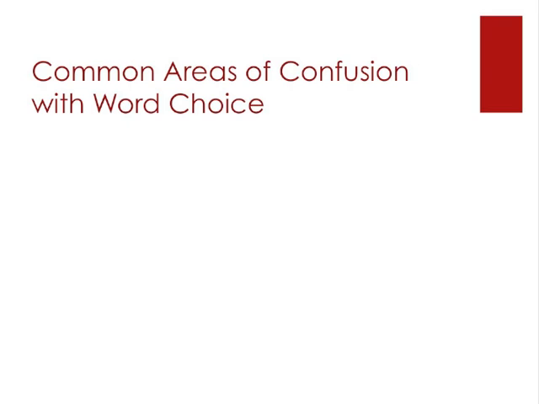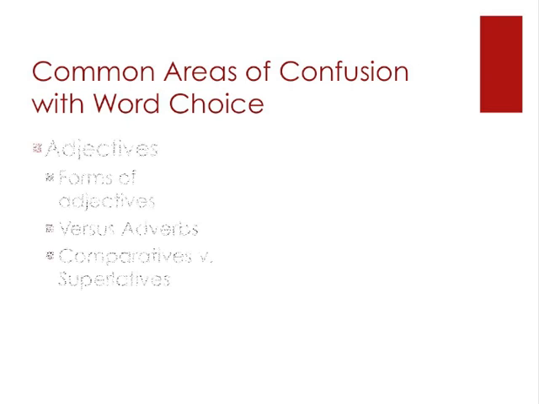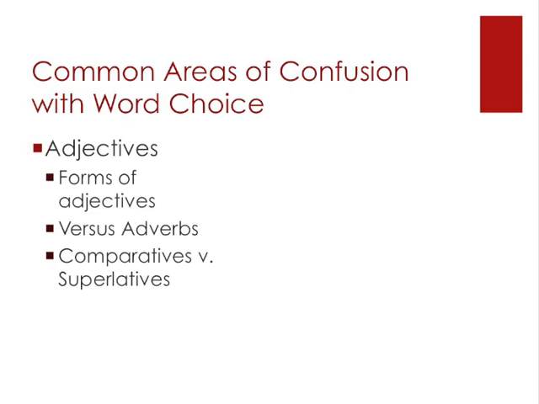Now, in general, where are the common areas where students can get confused with word choice? Well, we're not going to go through all of the particular areas of confusion here in the video in terms of how to identify them, but we're just going to talk about them in very general ways. For example, adjectives can be very confusing. One reason is because oftentimes students get the forms of adjectives confused, but also in comparison with adverbs. Adjectives also can be confusing because oftentimes they look like comparatives or superlatives.